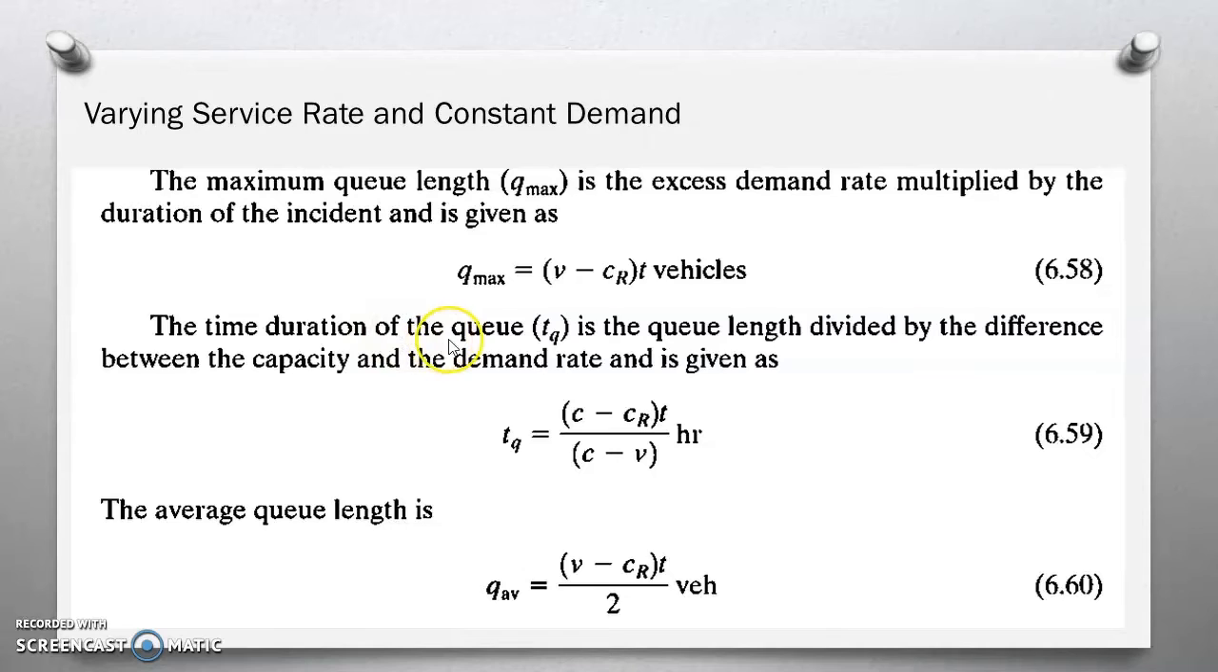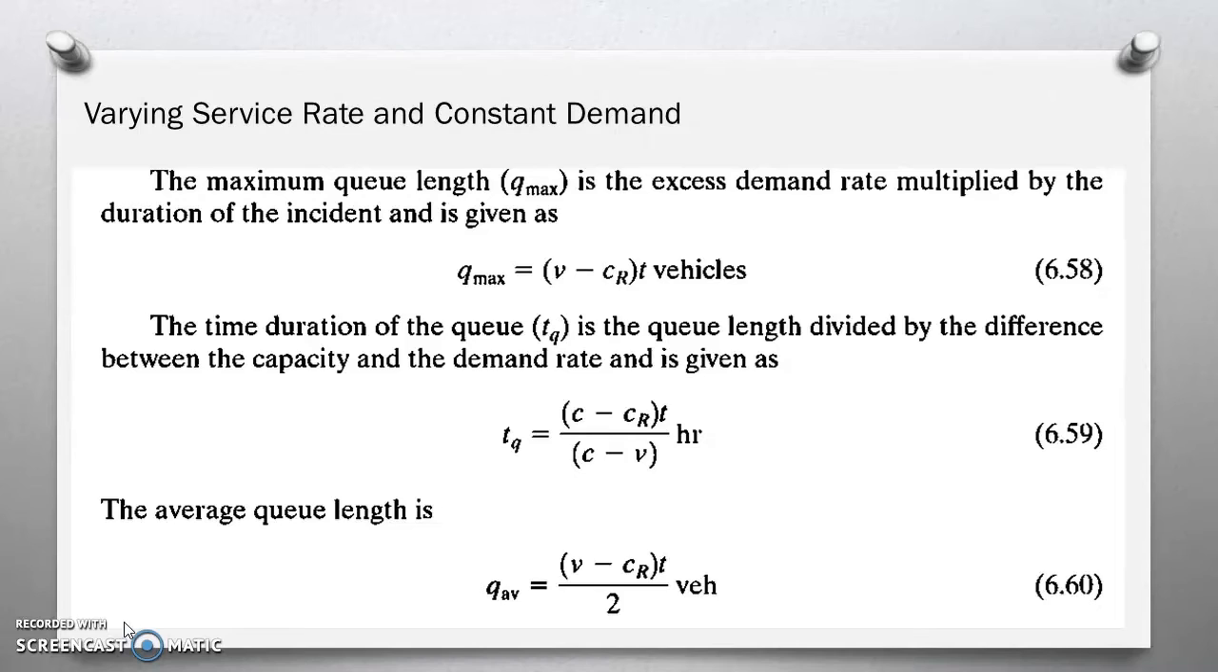The time duration of the queue, T sub Q, is the queue length divided by the difference between the capacity and the demand rate and is given as T sub Q is equal to the capacity minus the reduced capacity times T, over the capacity minus V. The average queue length, Q sub AV, is equal to quantity V minus reduced capacity times T over 2 vehicles.